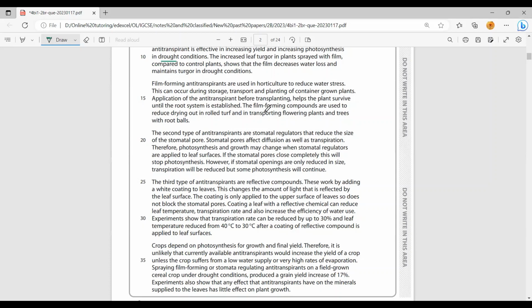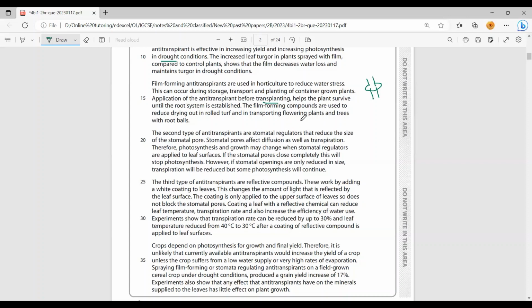Application of the anti-transparent before transplanting helps the plant survive until the root system is established. طبعا الترانسبلانتنج دي يا جماعه ان احنا بنجيب a part of the plant وبعمل لها يعني I hold it over another plant. يعني بيبقى فيه مثلا this is a plant وبحط عليه another part of the plant كده وبتبقى held together لحد لما both of them act as one part of the plant. يبقى application of anti-transparent before transplanting helps the plant survive until the root system is established.